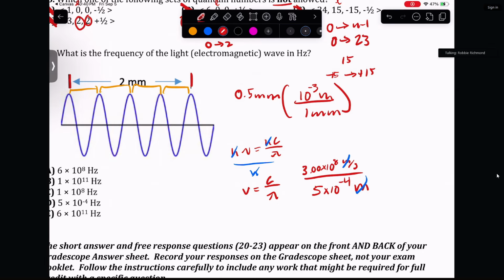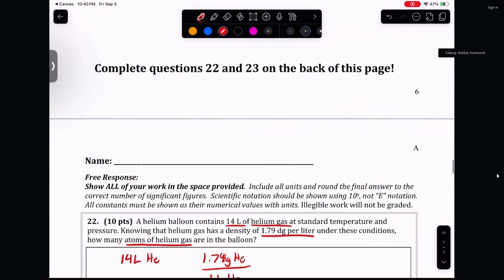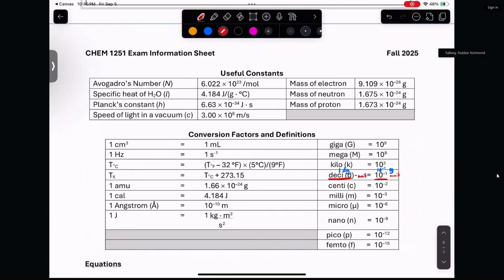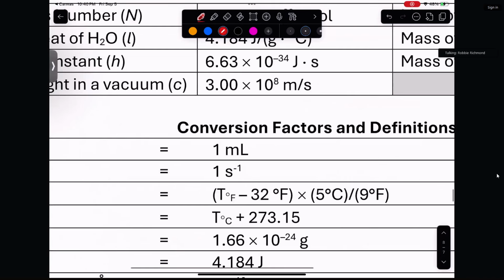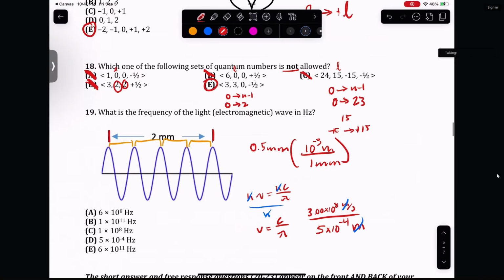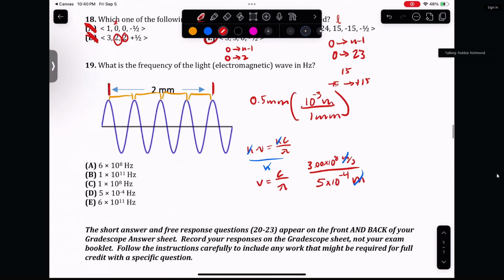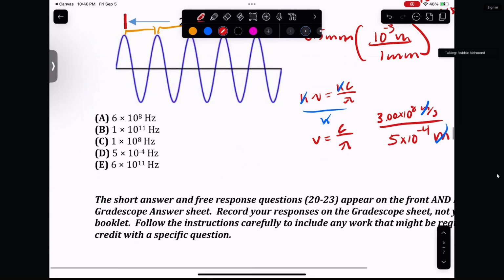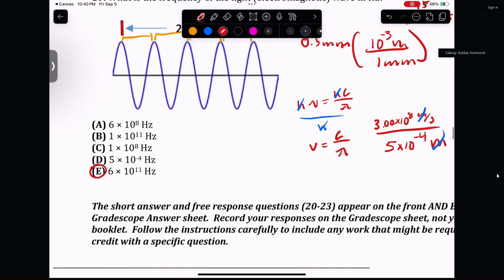And remember, 1 over seconds, if you don't know what that is, it's in your exam information sheet. It's very informative. 1 hertz is 1 second to the negative 1, which is the same thing as just saying 1 over second. Where is it? Right here. Cool. Now we just take these two numerators and divide them by each other. And you should get answer choice, well, I get answer choice E, because it rounds to 1 sig fig.